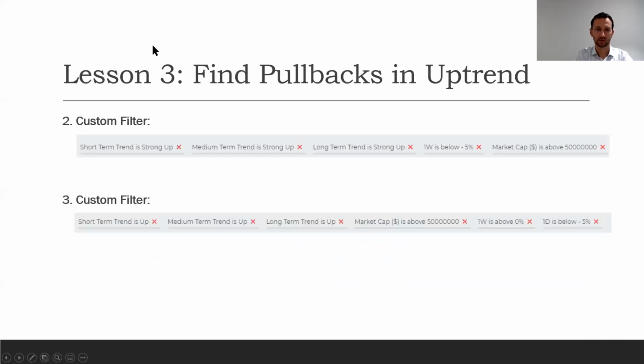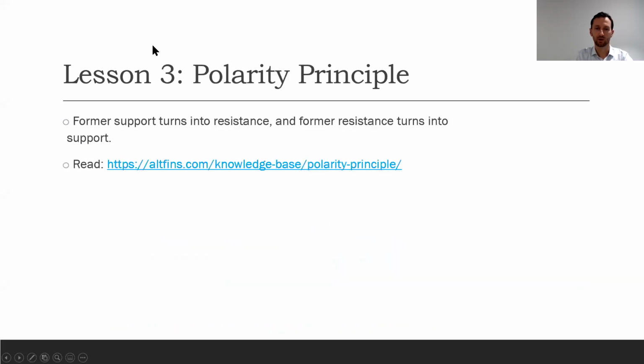When we skip ahead a few slides, we talk about the polarity principle. The polarity principle means that the former support turns into resistance when broken, right? When the price breaks below support and then it tries to go back up, then that prior support is now resistance. Vice versa. The former resistance, once broken, turns into support, okay?